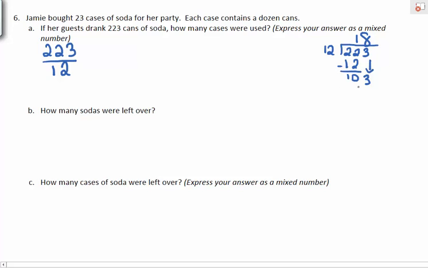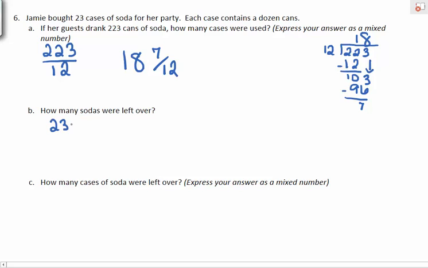12 times 8 is 96. And subtracting this leaves us with 7. So 18 and 7/12 cases were used. How many sodas were left over?